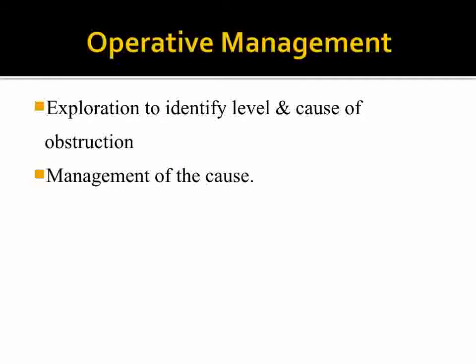It may be atresia, it may be stenosis, it may be a meconium ileus, it may be a malrotation, it may be a band or something like that. So the value of exploration is we identify the level of obstruction and we will detect the cause of obstruction. After that, we have to manage the cause of obstruction to relieve this condition.